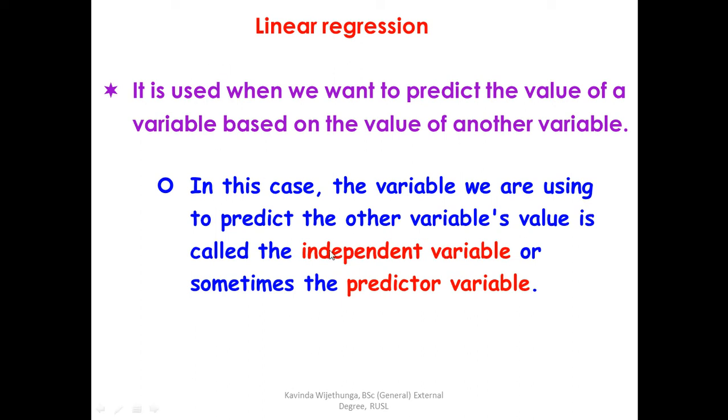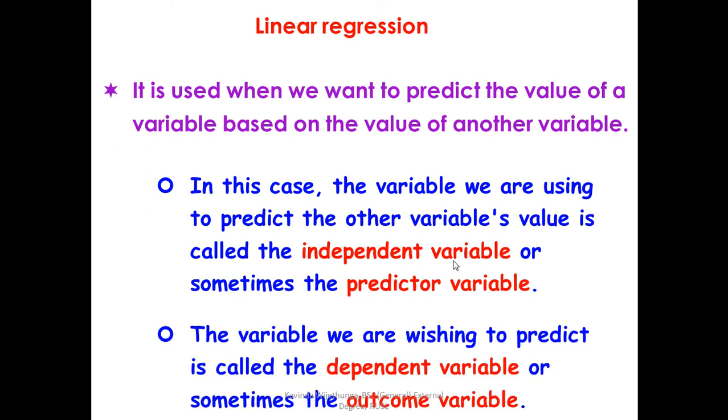So the independent variable we call the predictor variable, and the other variable is the dependent variable, which we call the outcome variable. The variable we wish to predict is called the dependent variable or sometimes the outcome variable. So now you have to be familiar with these terms. Independent variable we name as predictor variable. The dependent variable, outcome variable, is sometimes called the response variable.